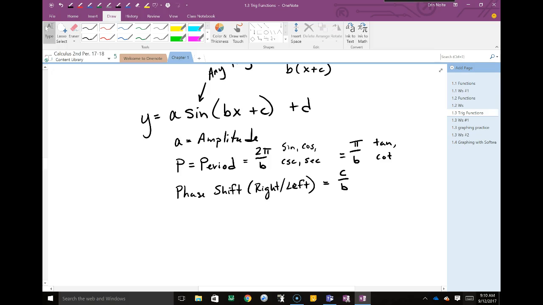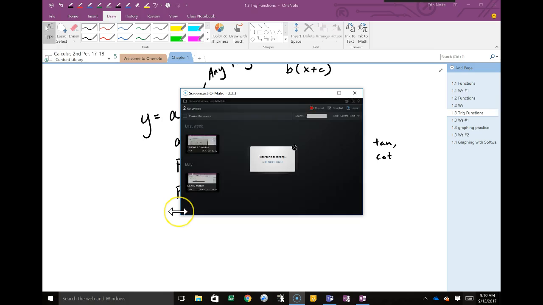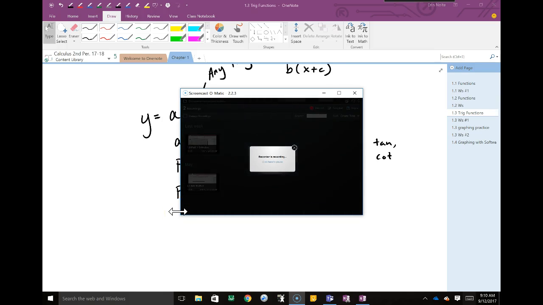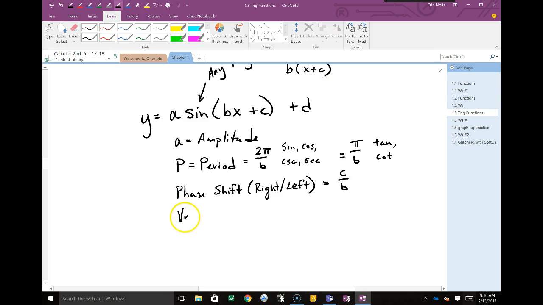What do you think that D in the back does? Up and down, and we're going to call that a vertical shift. So that's straight up D. If it's a positive D, what direction does it go? Up. Negative goes down. That's not new information, right? That works for any function.